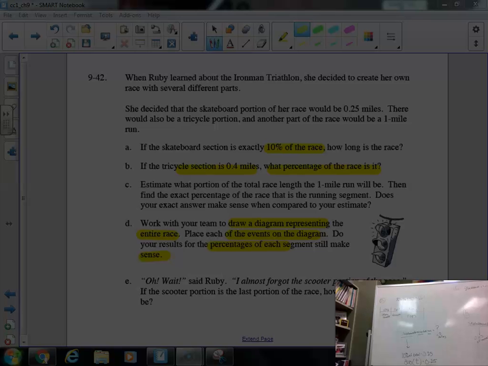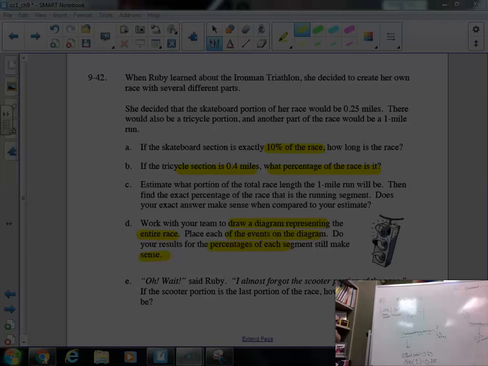All right, so I made a diagram, and then we knew that the skateboarding was 10% of the race, the tricycle was 16%, and the run was 40%. But when you add it up, we know that the percents have to be out of 100. So when you add 10 plus 16 plus 40, we only get 66%. But how can that be?